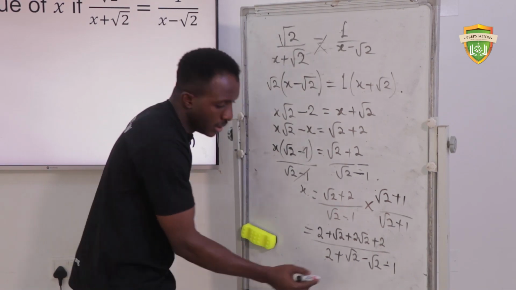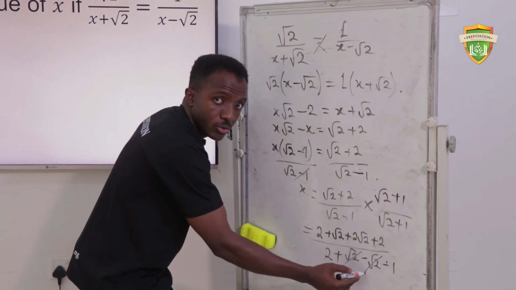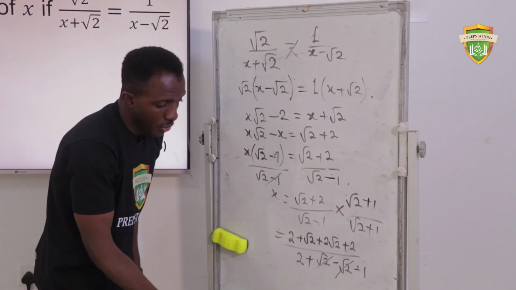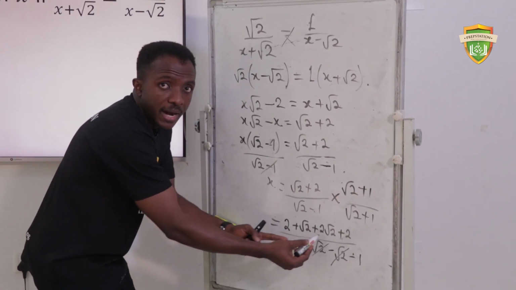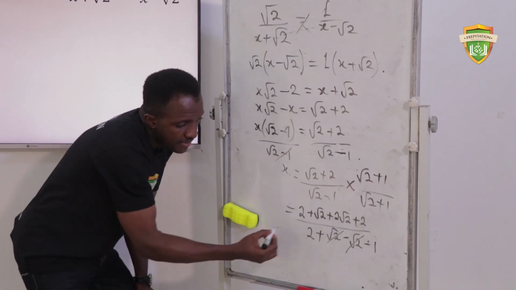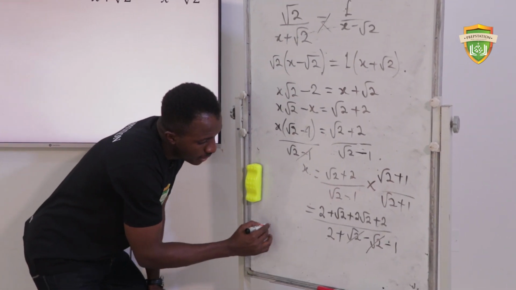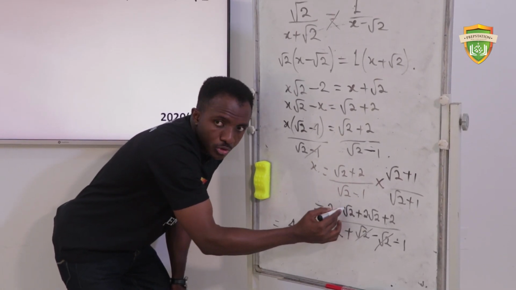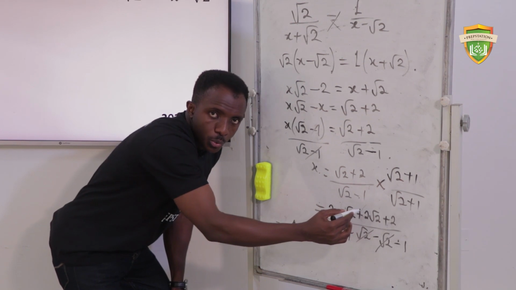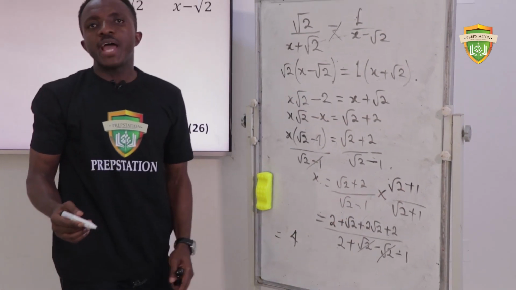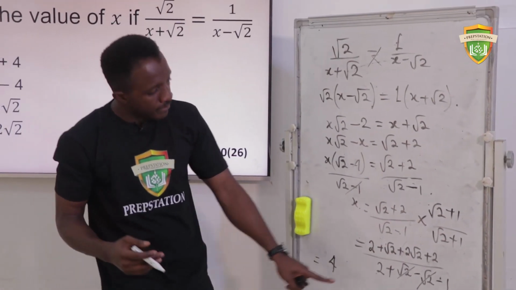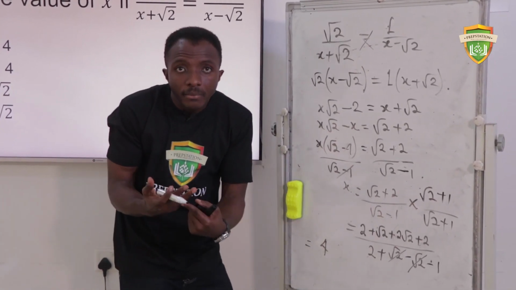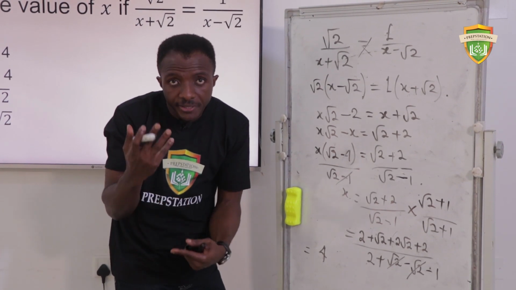Now look at this. These two will cancel out. Plus root 2 minus root 2 gives you 0. Now we can simplify this. If you simplify this, you're going to have 2 plus 2 is 4. This is root 2. This is 2 root 2. How many root 2s do we have in total? We have 3. 1 root 2 and 2 root 2. When you add them, you have 3 root 2.